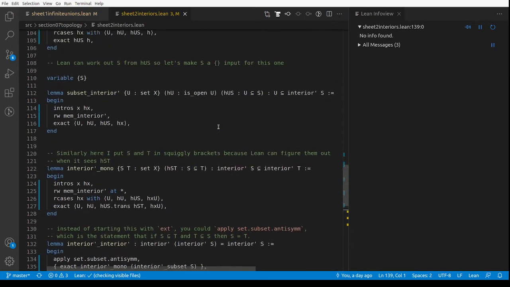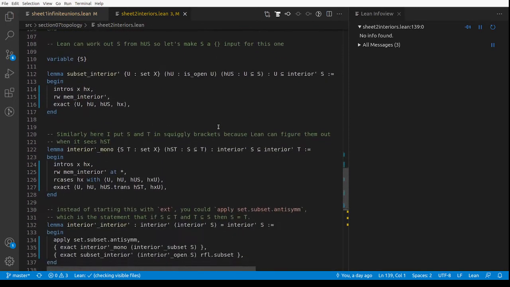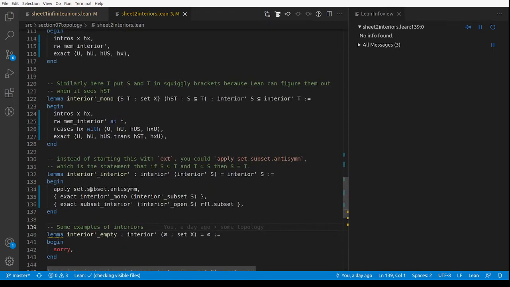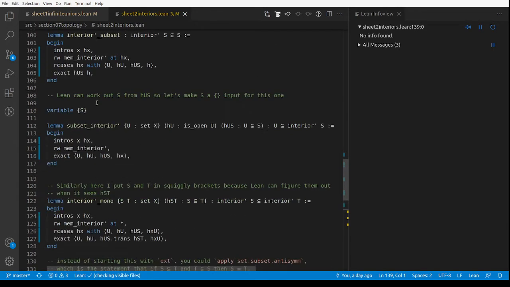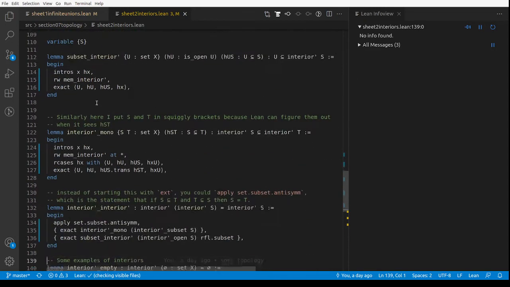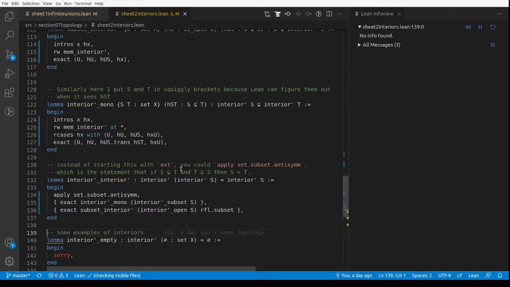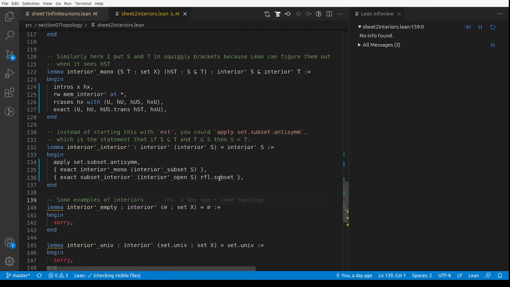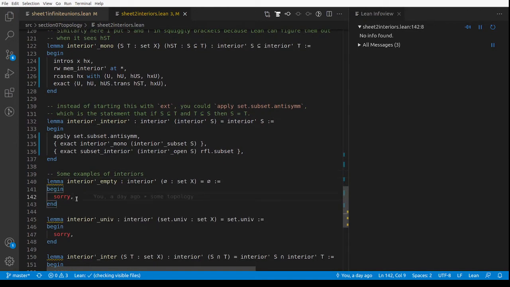So there you go, and all the proofs were 3 or 4 lines long. Isn't that really neat? But this very last one here, do you see we used mono, and we used subset interior, we used interior subset. We used all 4 of them. So there you go. Interior empty.